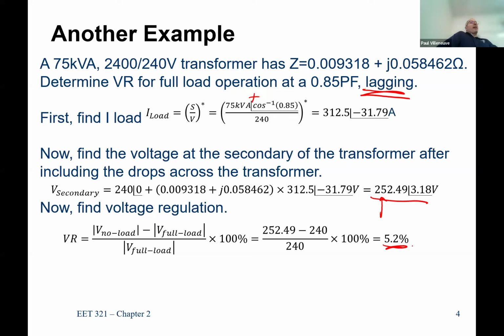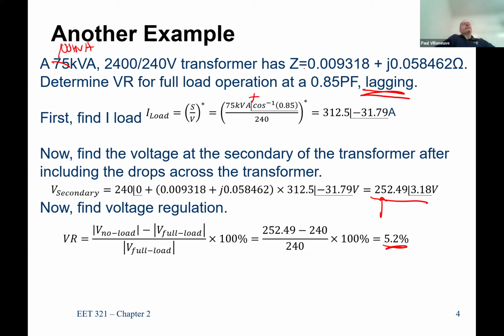If the PUC is going to smack you around, what I would probably do is get a 100 kVA transformer. Because if the load is at 75 kVA and this impedance is kind of the same, maybe a little bit smaller, 100 kVA is going to end up having a smaller impedance. So you're going to get less voltage drop.